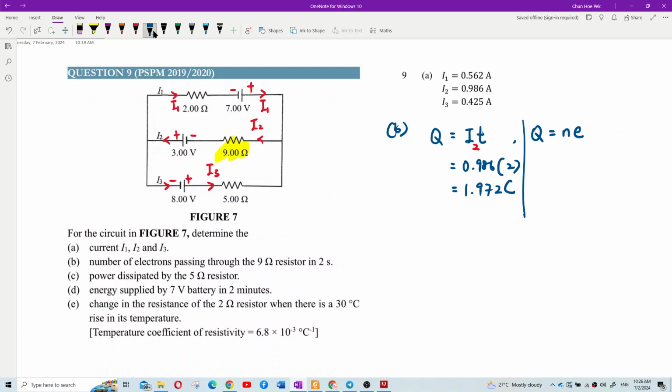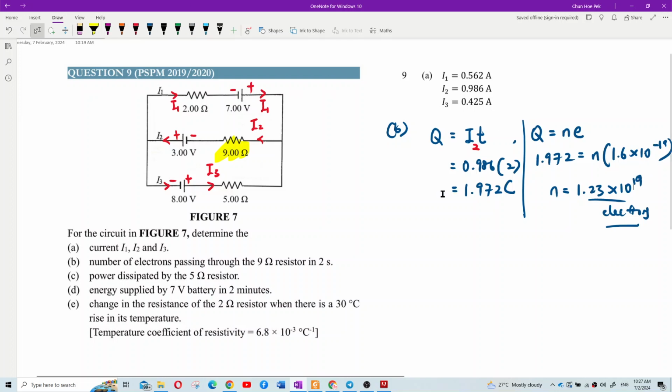After that, you can use the total charge 1.972 and divide by the charge of one electron, 1.6 times 10 to the negative 19. So the answer will be 1.23 times 10 to the 19 electrons. Okay, understand? So how about question C?